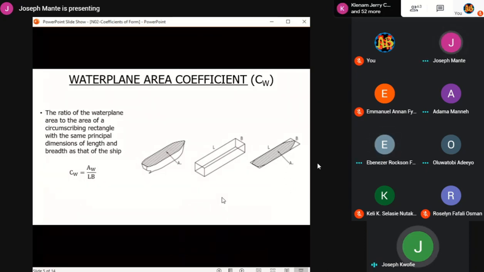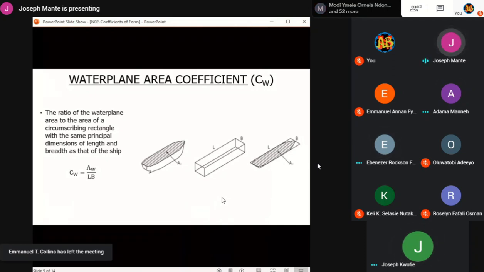Any question? When the density is not given, we have to use 1.025 as the density. Yes, that is the density of seawater. Is it always going to be seawater and not fresh water? If the question states fresh water, use fresh water. So always read the question. If it states that the vessel is in fresh water, use fresh water.